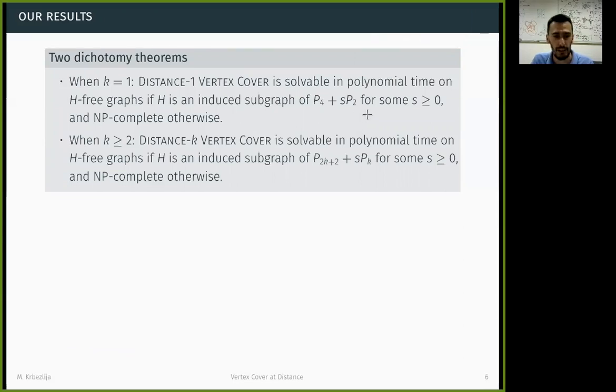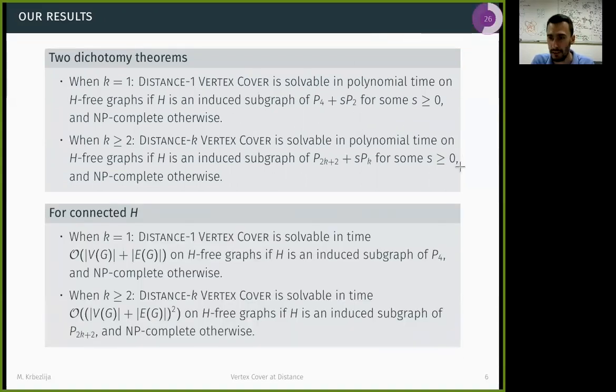However, when H is a connected graph, the time complexity can be improved, and when k equals 1, it can be improved to linear time on H-free graphs when H is an induced subgraph of P4, and when k is bigger than or equal to 2, it can be improved to quadratic time on H-free graphs when H is an induced subgraph of P(2k+2). And as before, it is NP-complete otherwise.